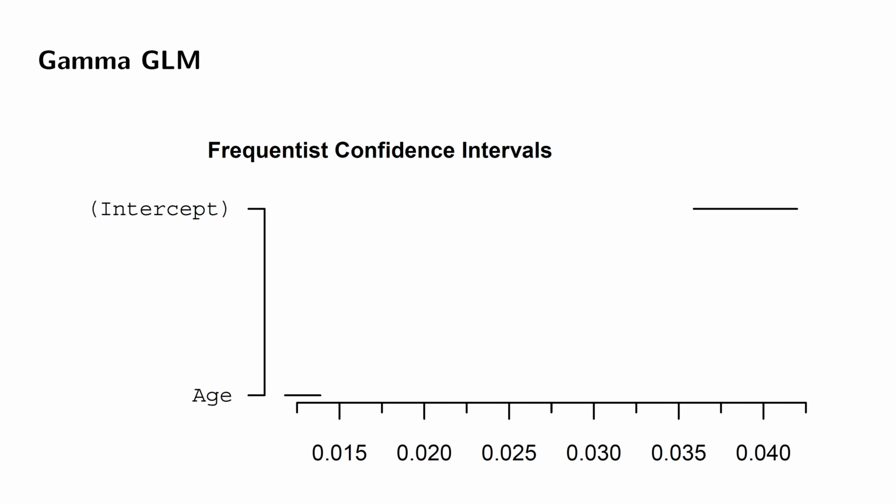Here's a slightly more complex model called a gamma GLM. In this dataset, the researchers wanted to see how levels of a certain protein in urine changes with age. Again, on the y-axis we see the estimated parameters, in this case an intercept and a slope for age, and on the x-axis the resulting confidence intervals. Afterwards, I fitted the same model using Bayesian methods and computed credible intervals.